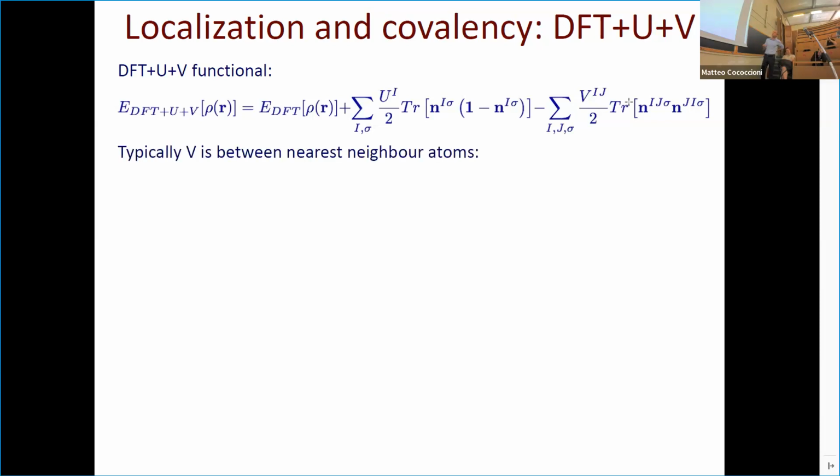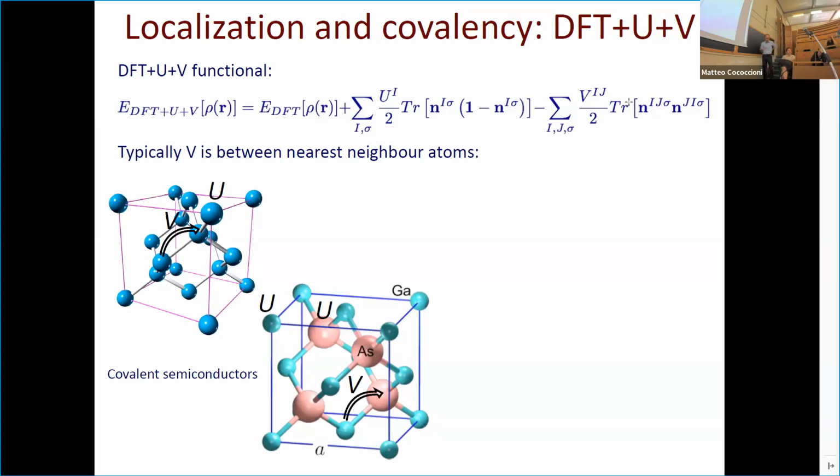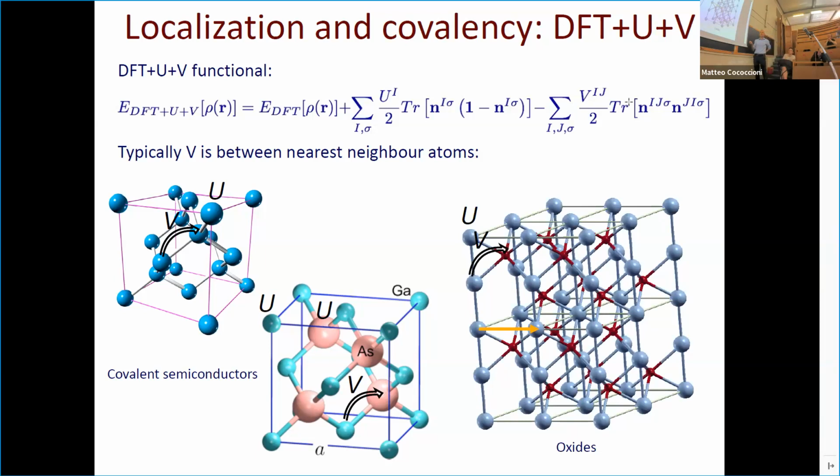And typical examples we can think of for the application of the Hamiltonian are, for example, band semiconductors, so silicon and gallium arsenide. You see the V being applied between nearest neighbors. Or again, transition metal oxides, for example, or compounds in general, where however the V is between the transition metal and its neighboring oxygen, because typically the first neighbors of a transition metal are in a cage of anions in these compounds. But you will see also this afternoon how to achieve this. So we'll talk about the application of this scheme to band semiconductors a little bit later.